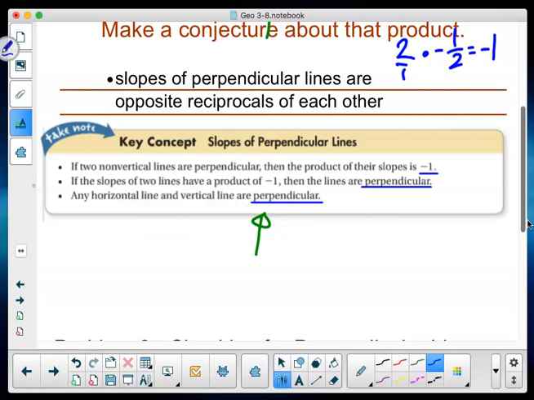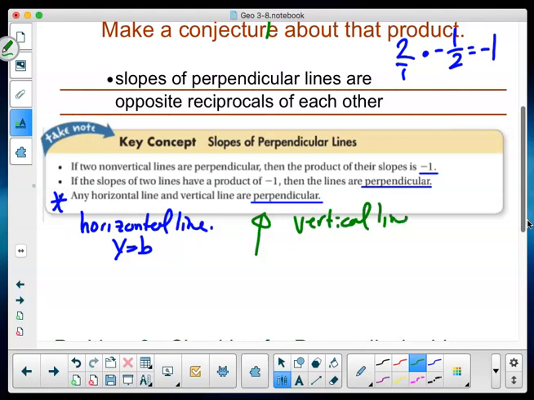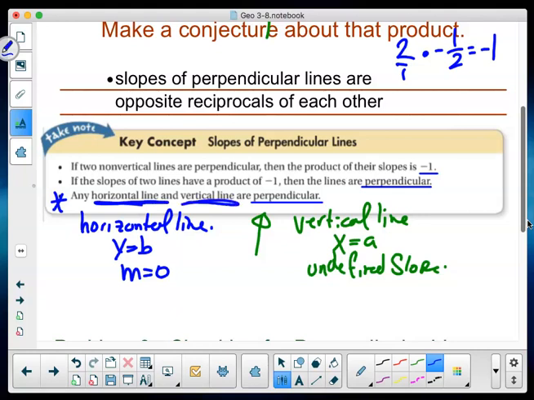Now remember, a horizontal line has an equation, by the way, of y equals b. A vertical line has an equation of x equals a. The vertical line has an undefined slope, and the horizontal line has a 0 slope. That's why they have to tell us that the horizontal and vertical lines are perpendicular, because undefined times 0 is not -1.